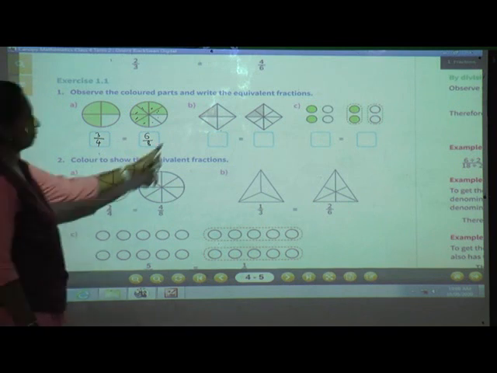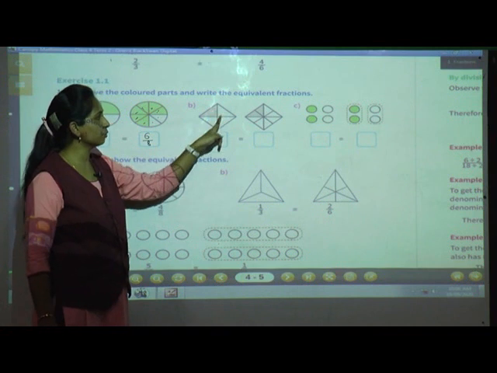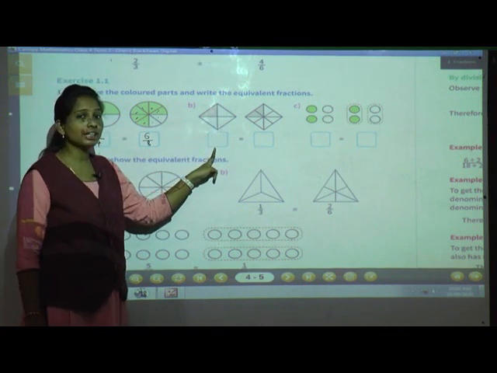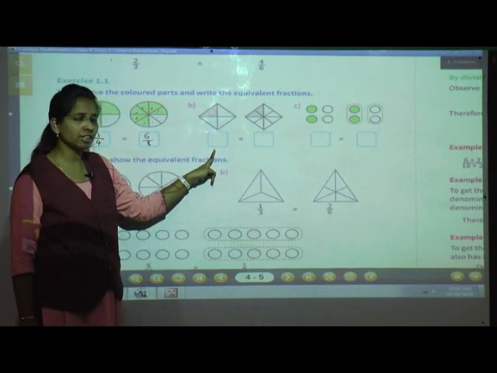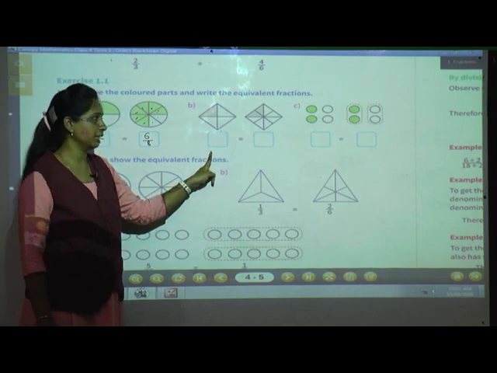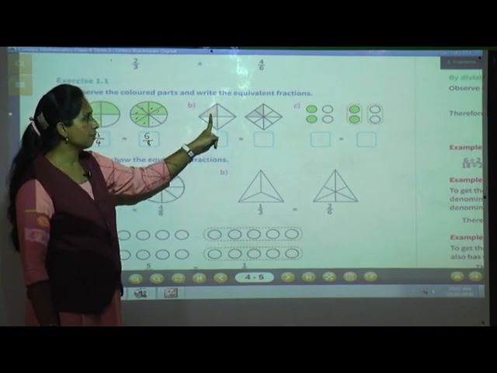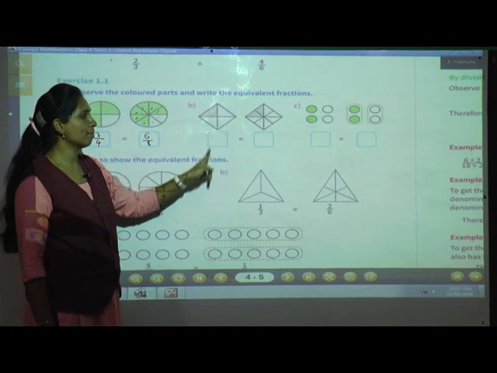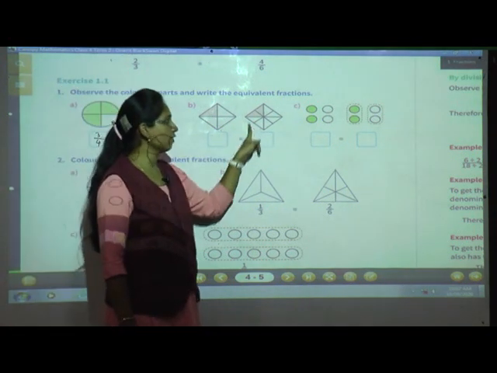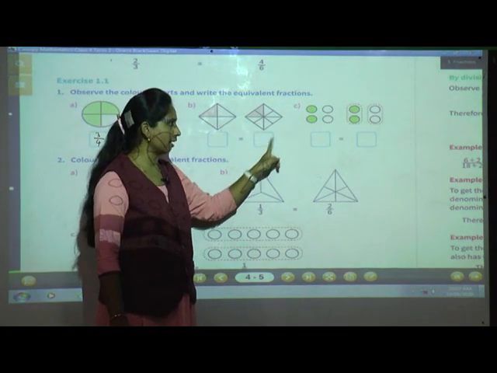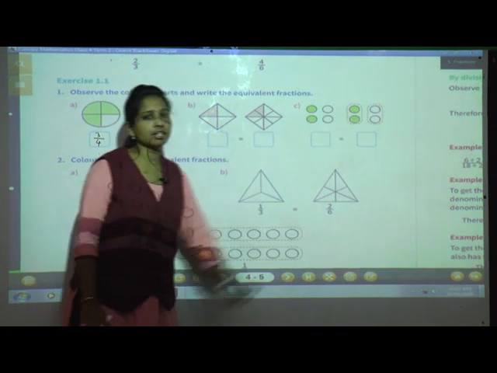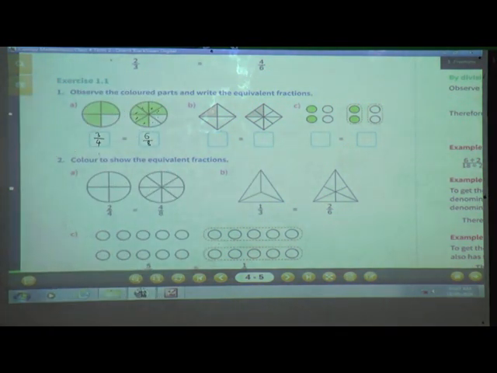Yes. Now see about this. How many are there? 1, 2, 3, 4. Will 4 come in numerator or denominator? Denominator. And colored parts, how many? 1. So 1 by 4. In the same way you have to count this also and write. In the same way C also you do on your own. Very simple.